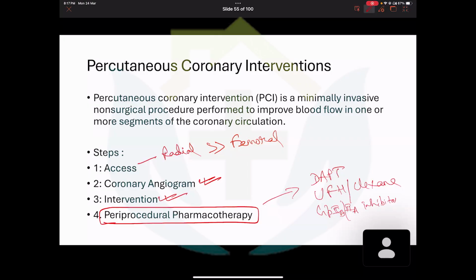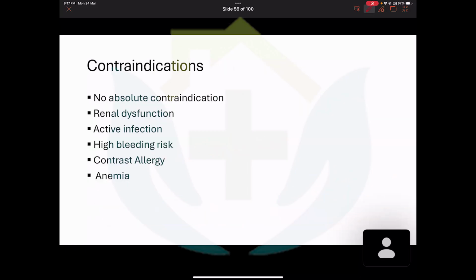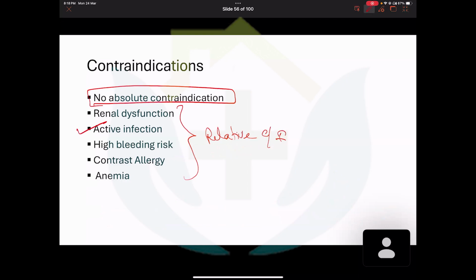So this is optional. This is the peri-procedural pharmacotherapy. Important thing is that there are no absolute contraindications. All of these are relative contraindications. Most important ones are active infections, renal dysfunctions, contrast allergy.